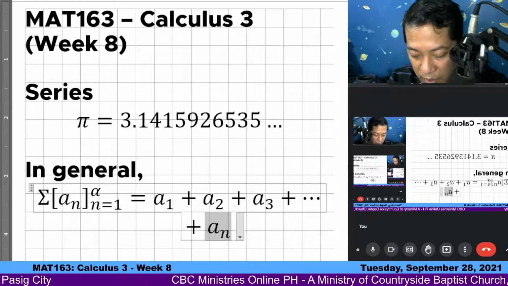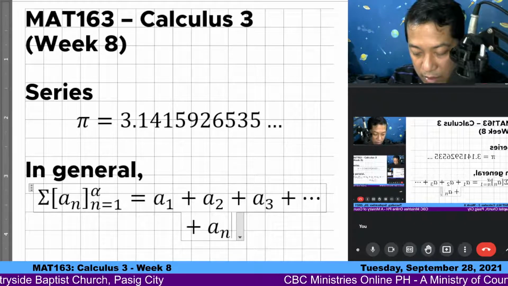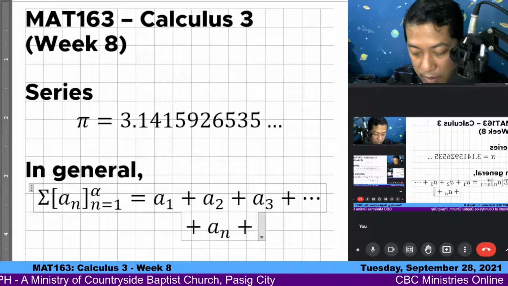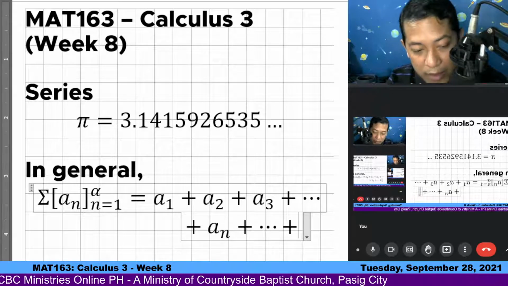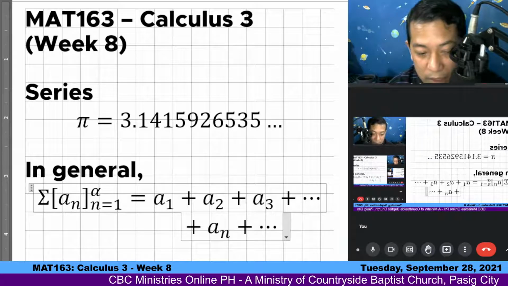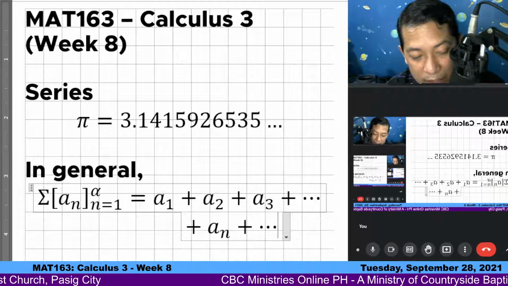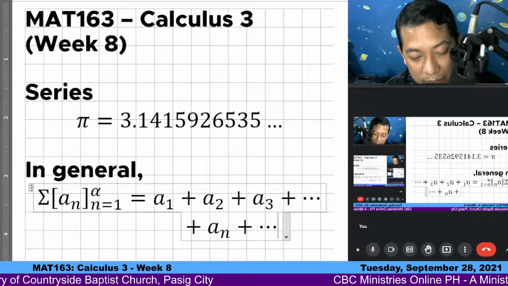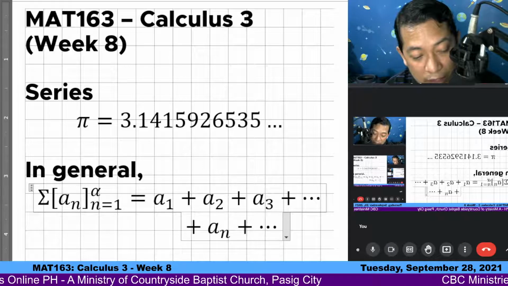To make this a formal presentation, and then plus up to, it follows. There is no end to this. This is what infinite looks like. We're adding terms, so we are having cumulative sums up to some extent, and the end term.